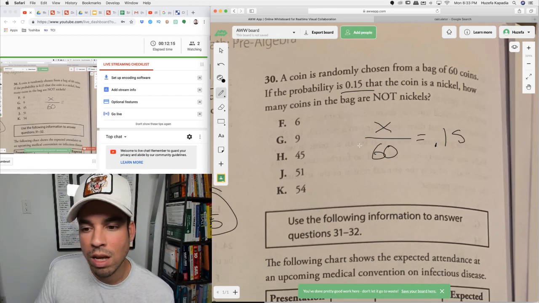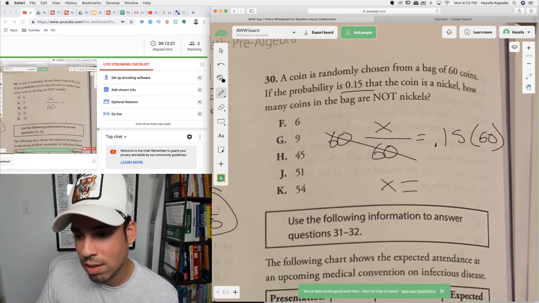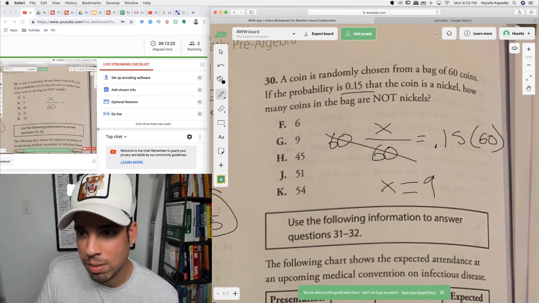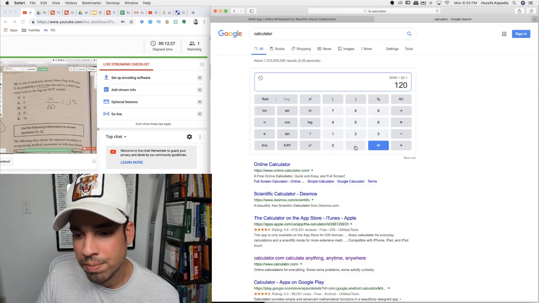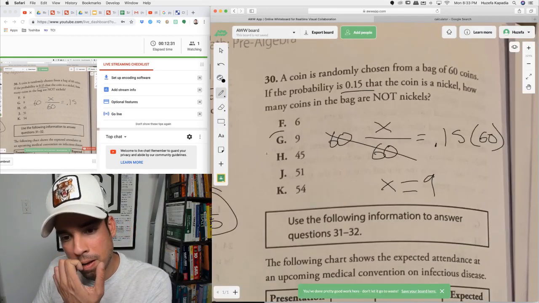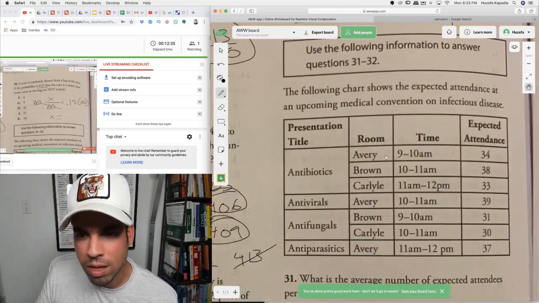Now let's solve for X. How do we do that? Isolate by multiplying both sides by 60. Boom. X equals, and then I believe that's 9. Double check. 0.15 times 60 is 9. All right. Yeah. 4 problems left.